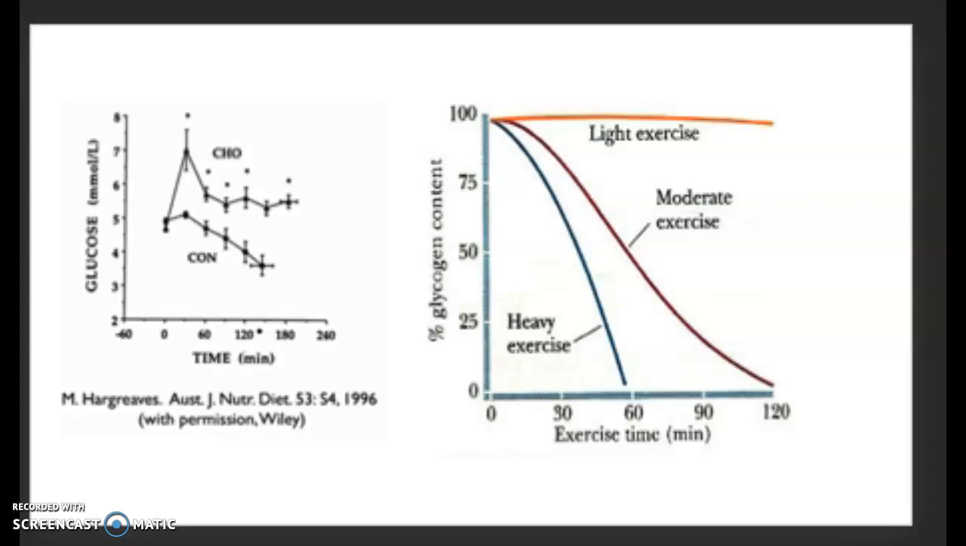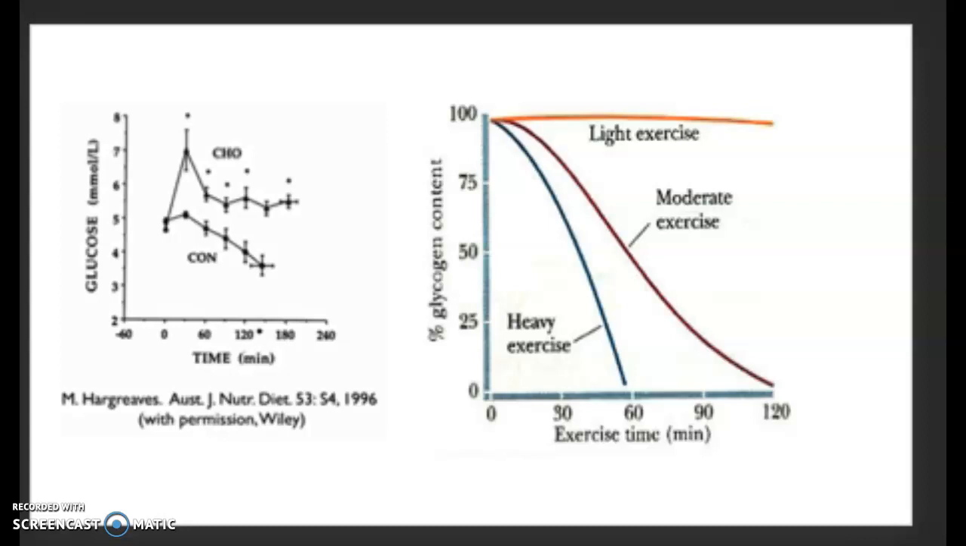Also, the graph shows that the control group were unable to exercise for as long compared to the carb group. They worked for 130 minutes compared to 180 minutes, thus telling us that athletes would benefit from taking carbs before an event, as they can work for longer.